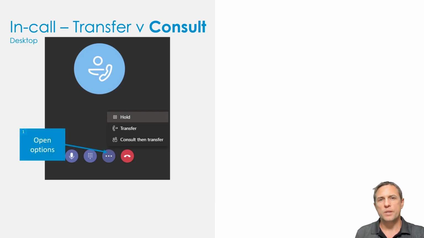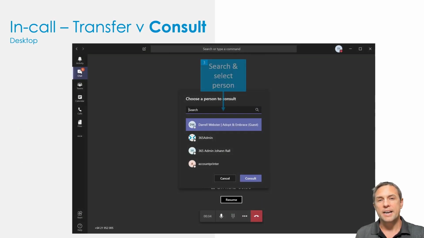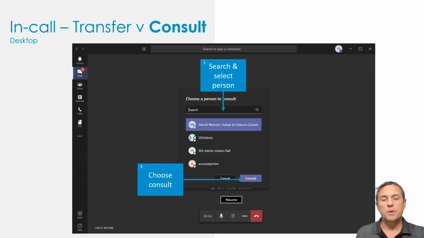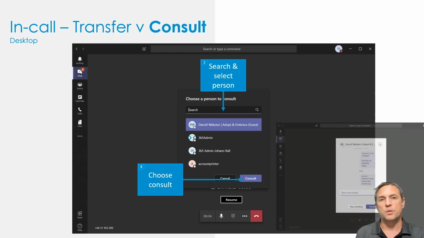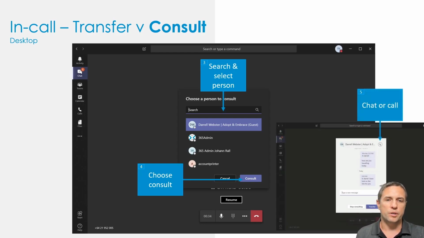Right, comparing all that to consult then transfer. So very similar, more options menu. This time we select the consult then transfer. Again, we search for the users or type the number of the transfer destination. But in this case we have a consult button. Now what that's going to do is bring up a chat window by default. So we can chat to the person, ask them if they want to take the call, or we could escalate that chat to a call. We can click the call button if we think that's going to be faster, or maybe we're not getting an instant response on chat.